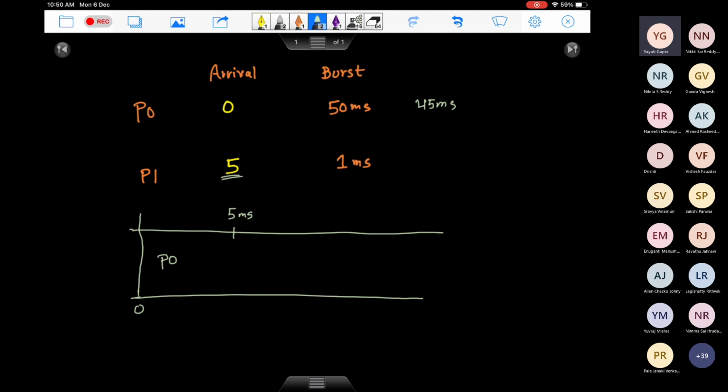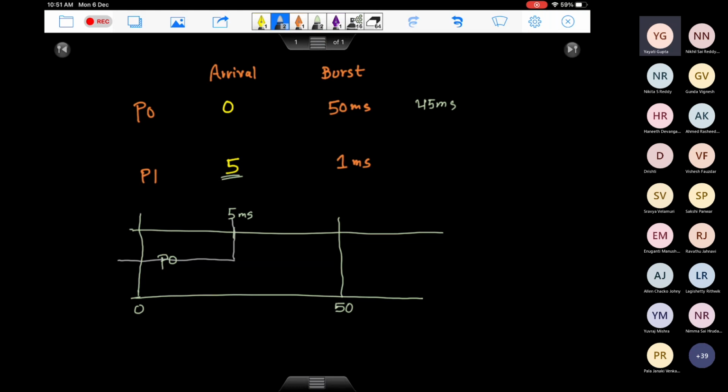But at this time, P1 has also arrived in your ready queue and it also wants to execute. So there you can see the difference between the two. In which scheduling policy will P0 execute and in which one will P1 execute? Shortest job first will execute P0. Exactly, right? So in shortest job first, you cannot preempt P0. P0 will execute till 50 milliseconds and only after that you can take the CPU from it and give it to P1.